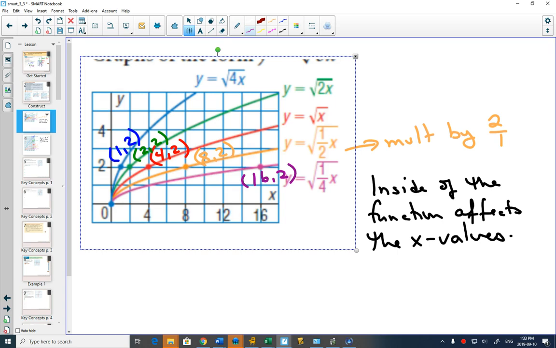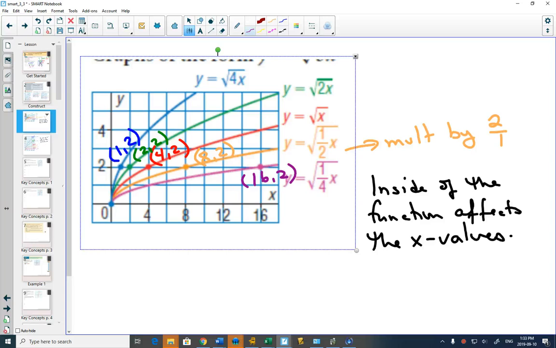And do you remember how moving left and right was the opposite? Like if you saw x plus 3, your gut would want you to go 3 to the right, but it's actually 3 to the left. It was the opposite there. So you sort of have the same kind of opposite thing happening now. You see a 2, which should make you want to multiply by 2, but instead you have to multiply by a half, which is like dividing by 2.